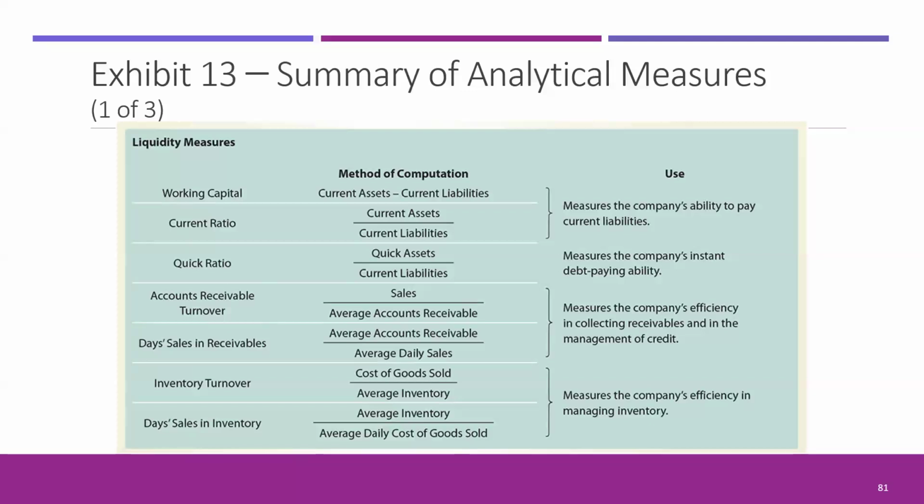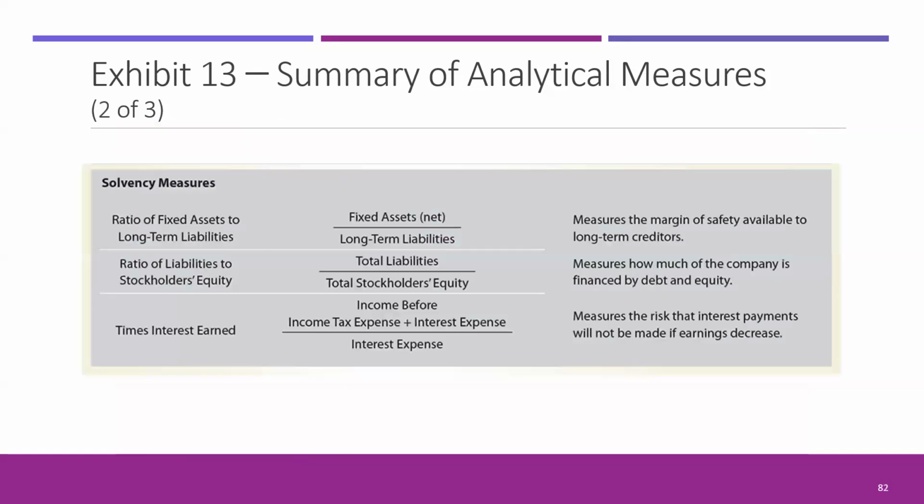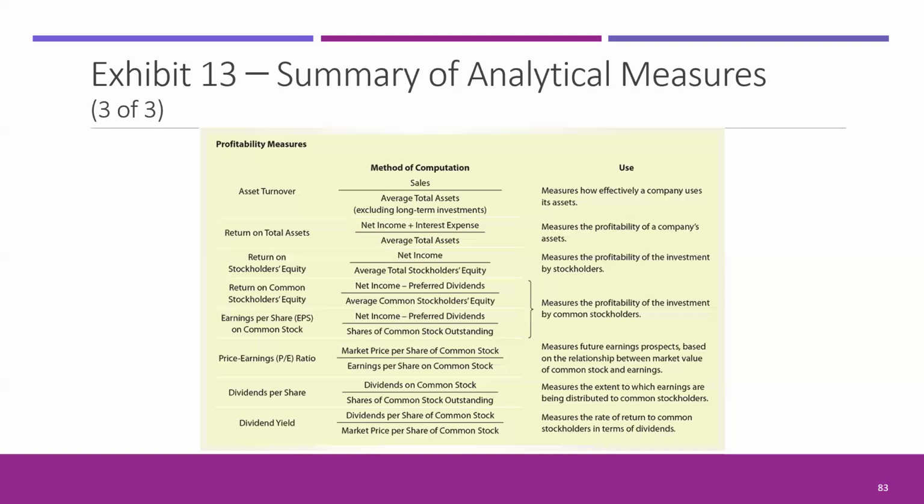As a summary, we had a number of measures here. We had the following liquidity measures, all related to working capital and ability to pay short-term debts. Then we had solvency, which is long-term debts, and how leveraged is a company, and especially the times interest earned ratio, and profitability measures, mainly asset turnover, return on equity, earnings per share, dividends per share, and dividend yield.